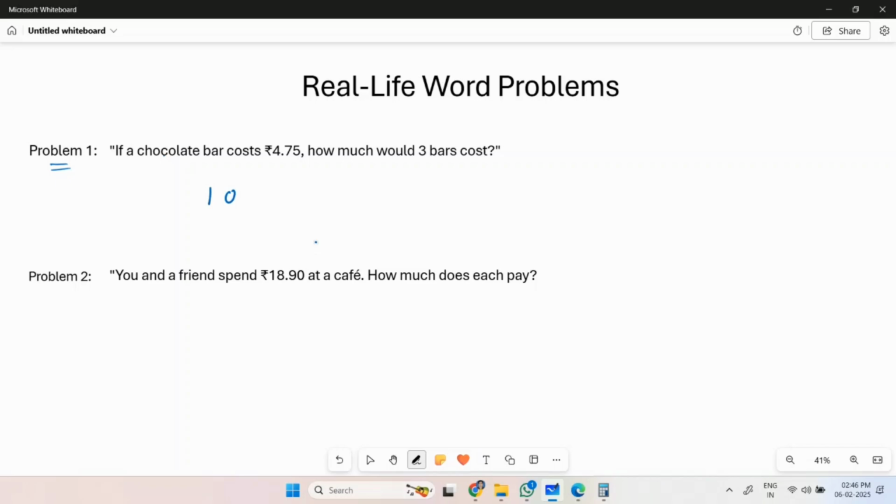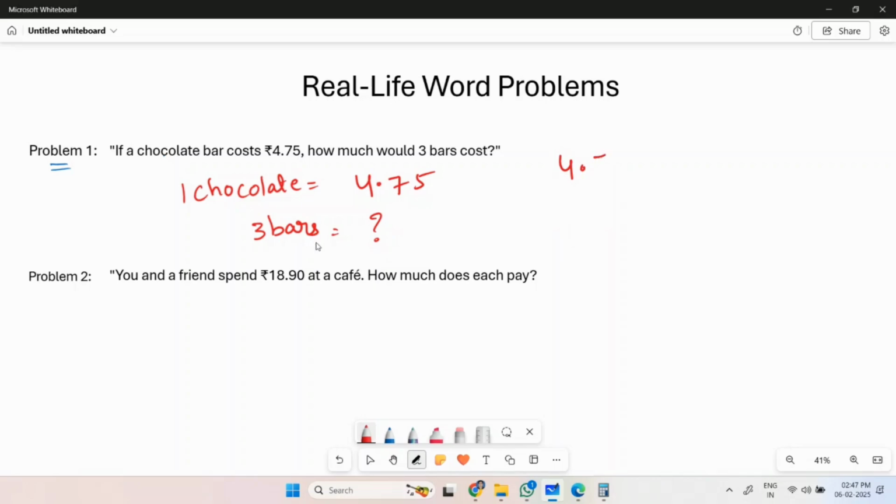Now let's solve real life word problems based on multiplication and division. The first question is if a chocolate bar costs 4 rupees 75 paise, how much would 3 bars cost? In the question, given information is one chocolate cost is 4 rupees 75 paise. They are asking us to find out 3 chocolate bar cost. So, what do we do? We multiply 4.75 times 3.